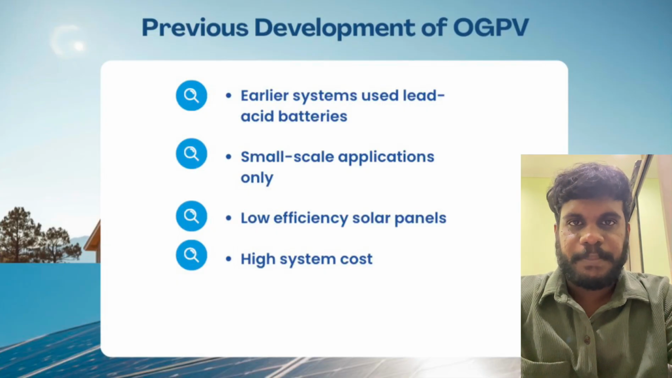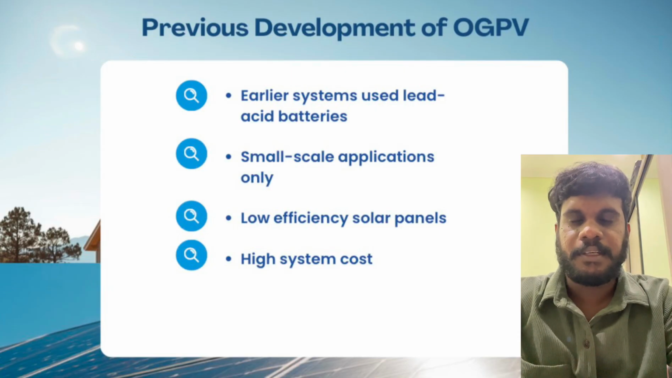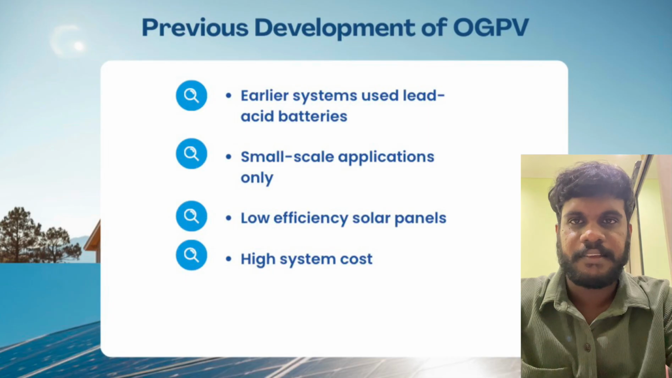For this slide, I will explain the previous development of off-grid photovoltaic systems. Earlier, off-grid systems mainly used lead-acid batteries, which had lower efficiency and required frequent maintenance. The systems were mostly used for small-scale applications such as lighting and basic electricity in rural homes. In addition, solar panels at that time had lower efficiency and the overall installation cost was very high. Although the technology was limited, it helped develop the foundation for today's modern solar system.